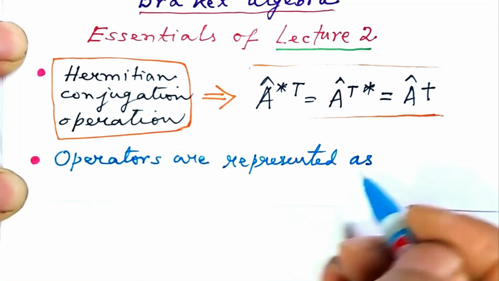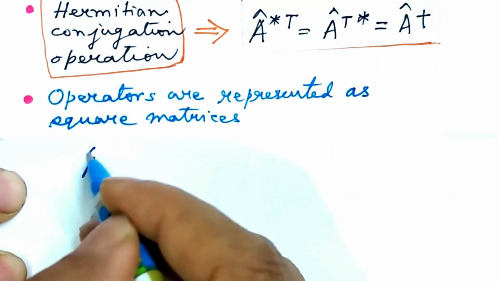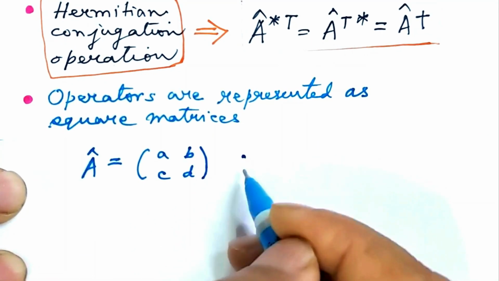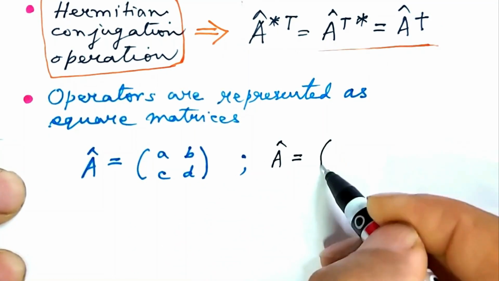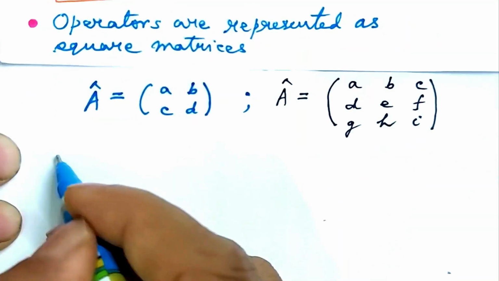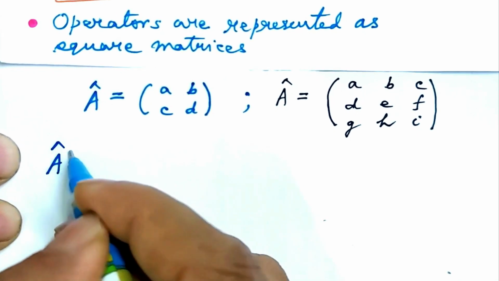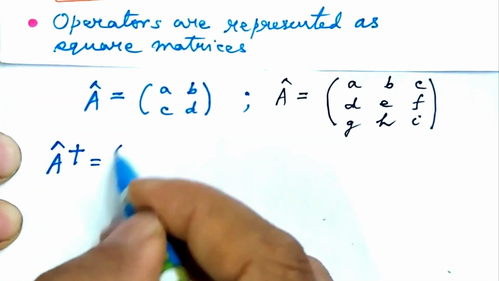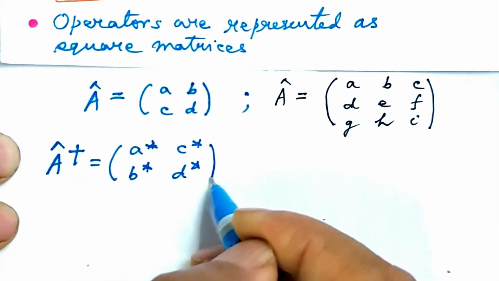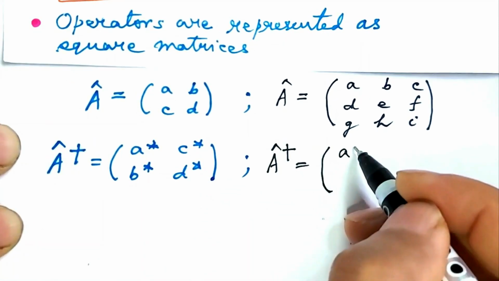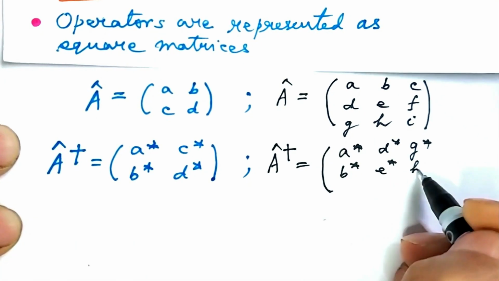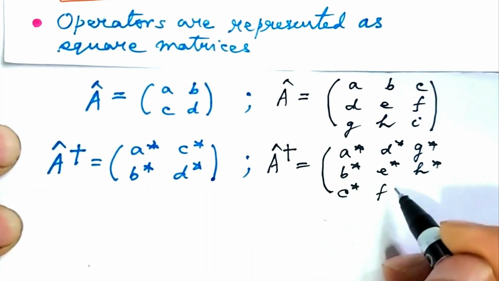Operators are represented by square matrices. So A hat is A, B, C, D, a 2 cross 2 matrix, or a 3 cross 3 matrix A, B, C, D, E, F, G, H, I. The Hermitian conjugation of A hat is A hat dagger, which is A star, C star, B star, D star. In case of 2 by 2 matrix. A star, D star, G star, B star, E star, H star, C star, F star, I star. In case of 3 by 3 matrix.